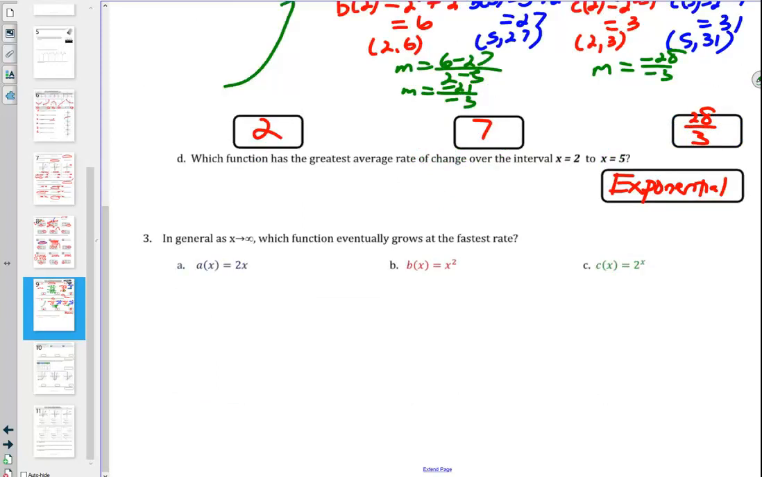In general, as x approaches infinity, so I mean that as you go further and further away, which one is going to grow at the fastest rate?